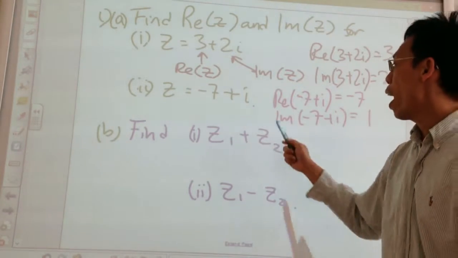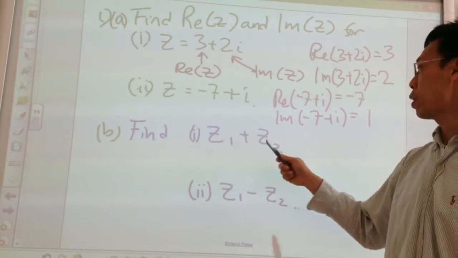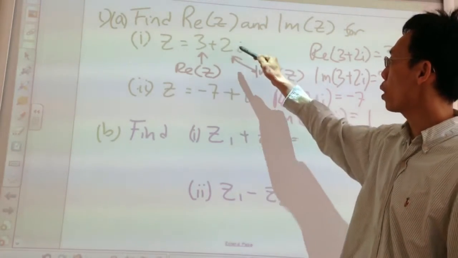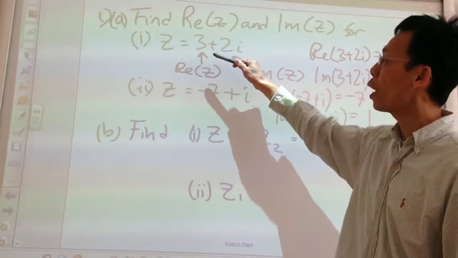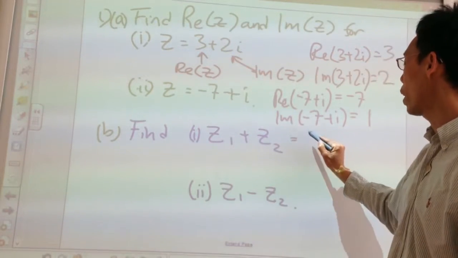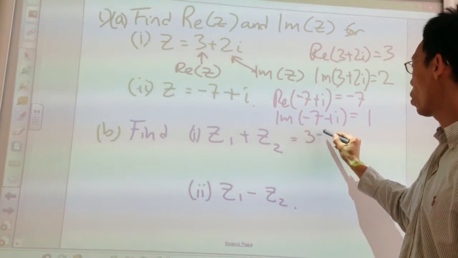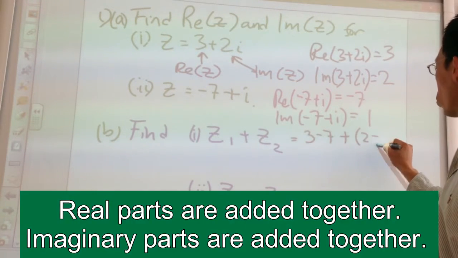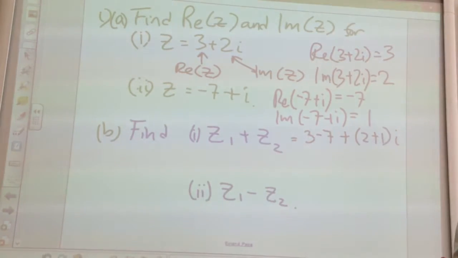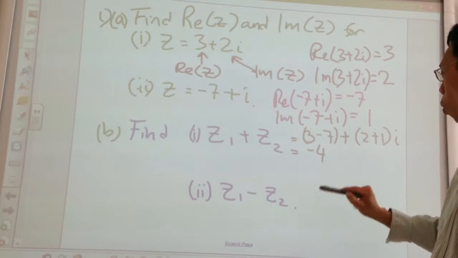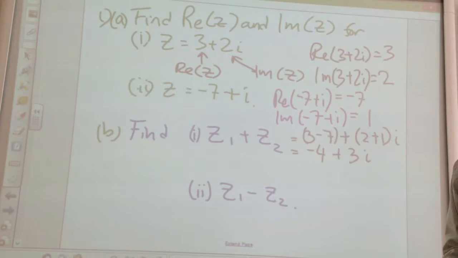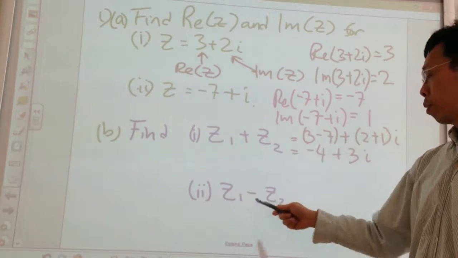Then addition, z1 plus z2. Well, this is actually very simple. We have 3 plus 2i. Basically, the real part adds to the real part. So in this case, I have 3 added to -7, plus 2 added to 1i. So in this case, it's -4 plus 3i.